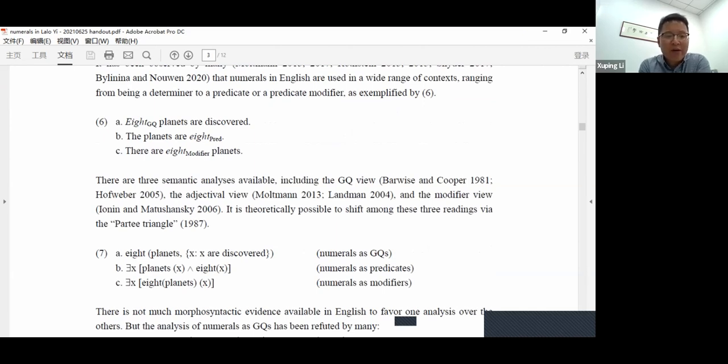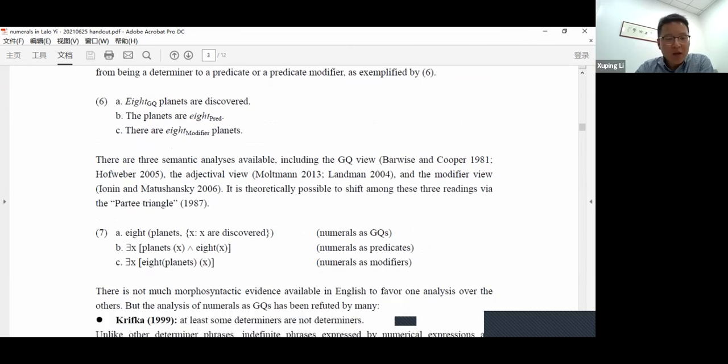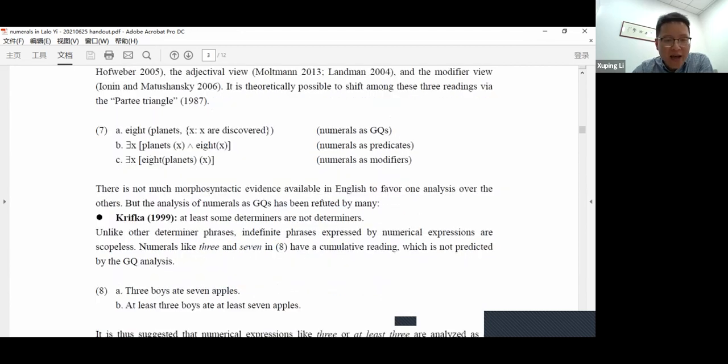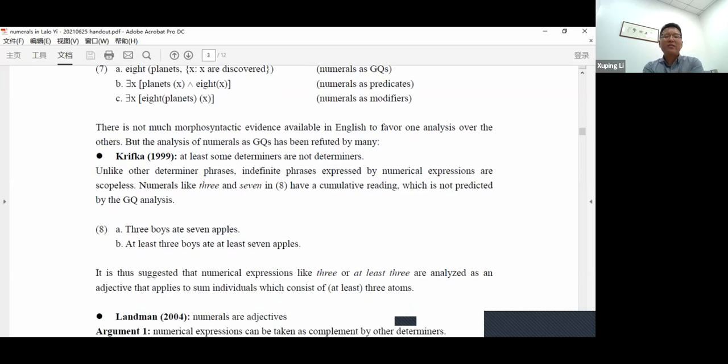I have to say there isn't much morphosyntactic evidence available in English to favor one analysis over the others. And it's theoretically possible to shift among those 3 readings via the Partee triangle. But among those readings, the analysis of numerals as GQ has been refuted by some linguists. For example, Krifka 1999 argued that at least some modifiers are not determiners.